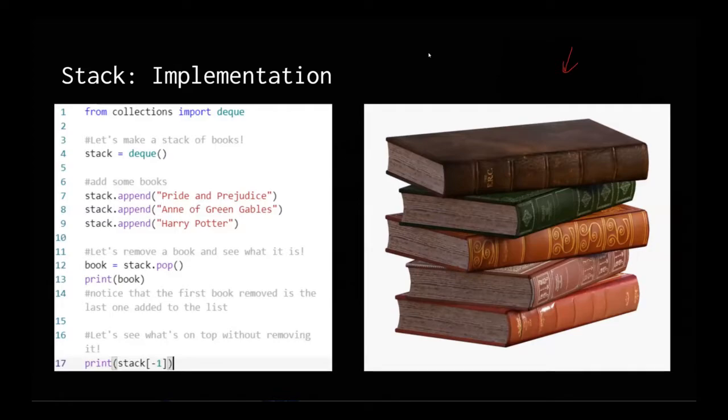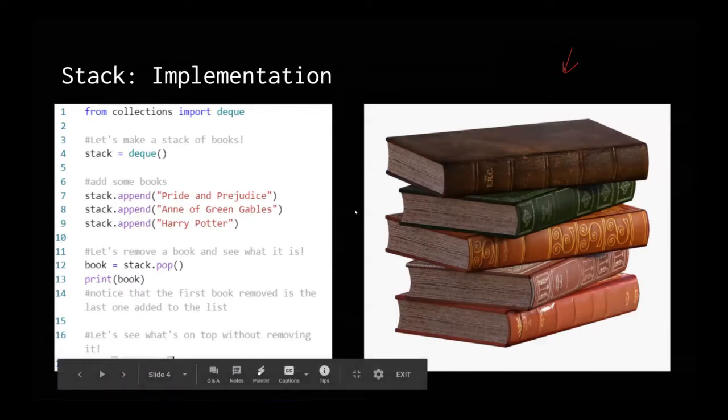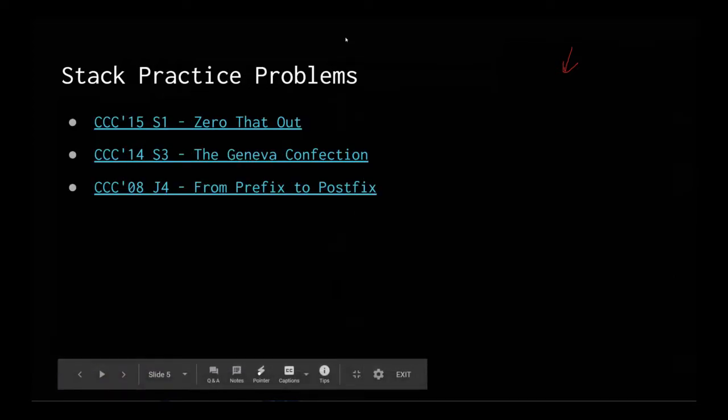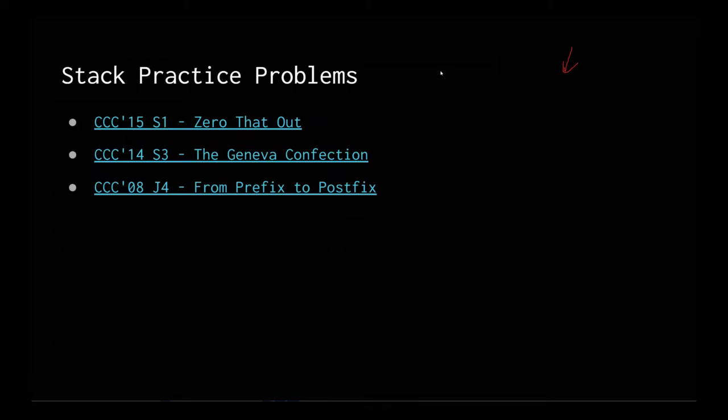So we have a short example for stack here. Think of a stack of books. As you can see, we have Pride and Prejudice, Anne of Green Gables, and Harry Potter. And there are ways to look at the top book of a stack without removing the object itself. So these are some practice problems if you want to try it.